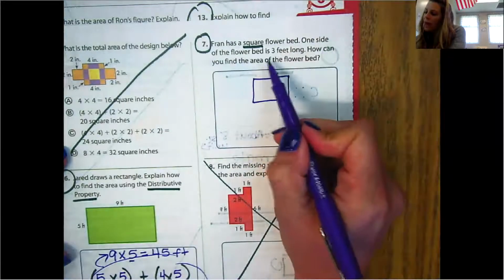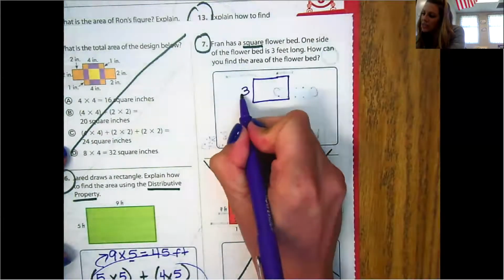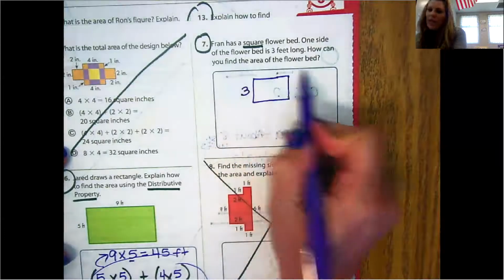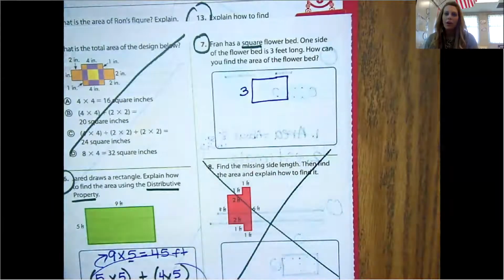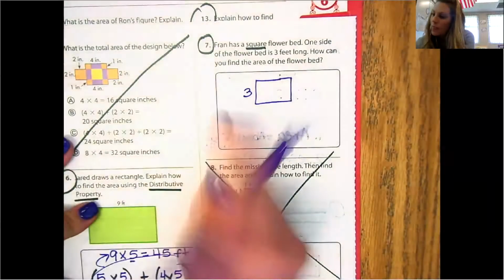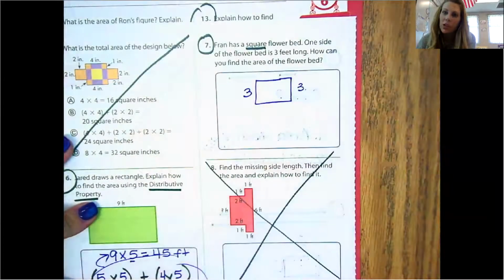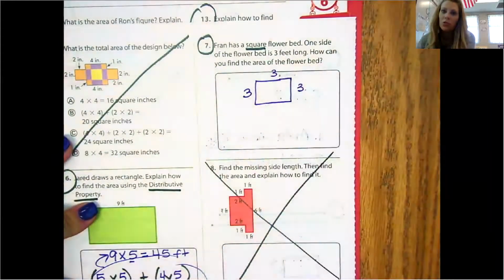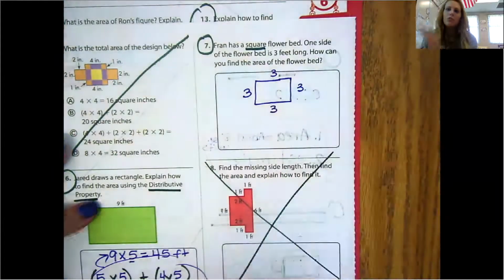One side of the flower bed is 3 feet. How can you find the area of the flower bed? All right. If you did not know how to do this and you were confused, lean in and listen really carefully. A square has all the same lengths for each side. So if this is 3, this side has to be 3, and this side has to be 3, and this side has to be 3.